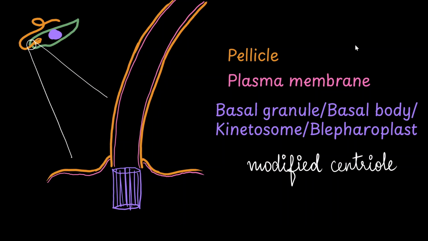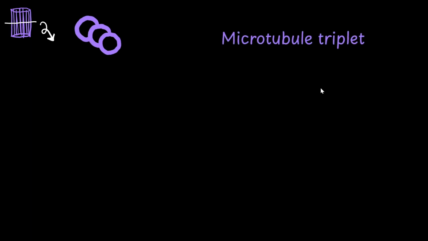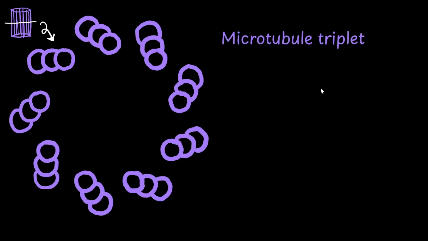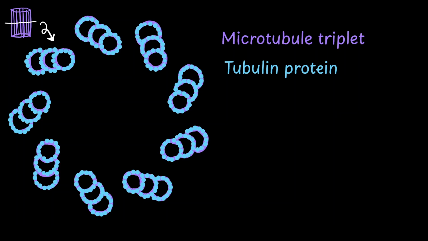Both of them have a cylindrical body. If you look at the cross section, the cylindrical body is formed by 9 peripheral triplets that are arranged in a circle. The triplets are made of the microtubule protein tubulin. The rings are designated as A, B, and C, named from center to the periphery. Both A and B cross the basal body and they can continue into the flagellum or cilia. So what I mean is A and B become part of the flagella, but C remains within the basal plate.